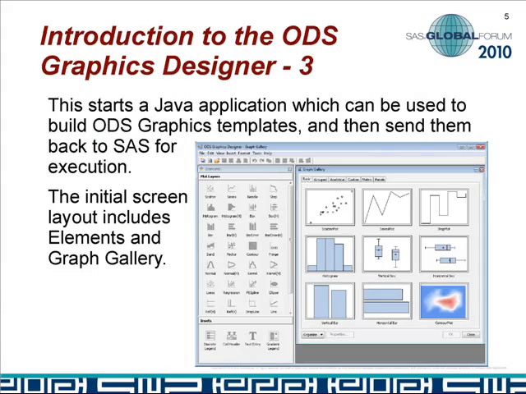Having started the Java application, the ODS Graphics Designer will appear on the screen, showing the default screen layout of a menu bar with two windows below it. The Elements window on the left includes all the available objects that can be dragged and dropped into the template, and the Graph Gallery on the right has a number of tabbed pages of pre-built templates that can be selected as starting points for your new templates and updated with your own preferences.